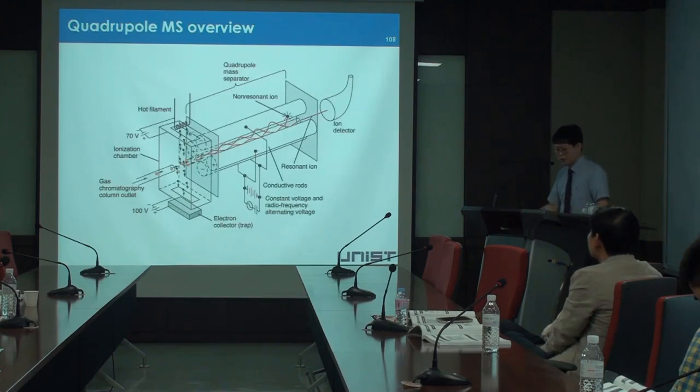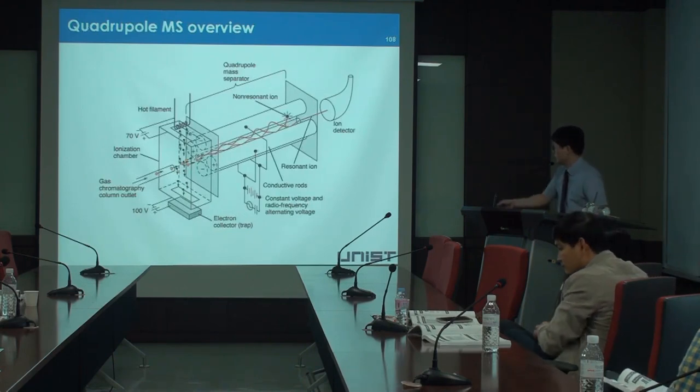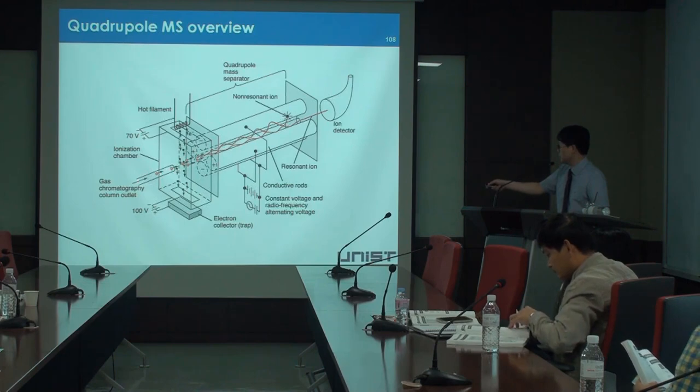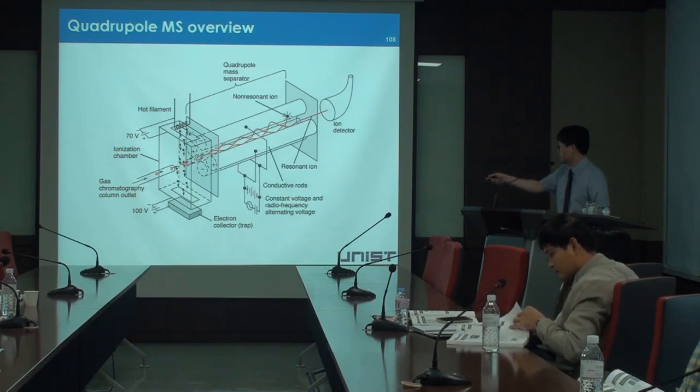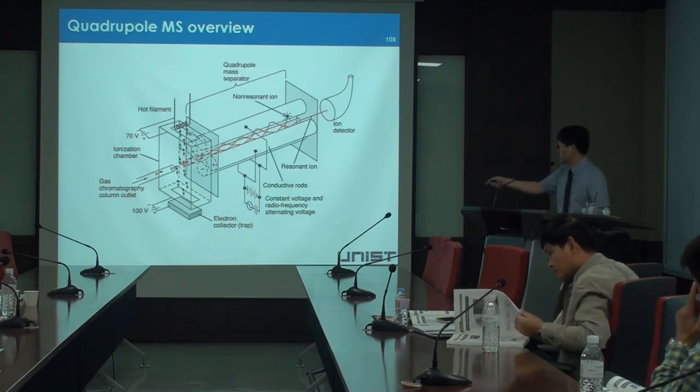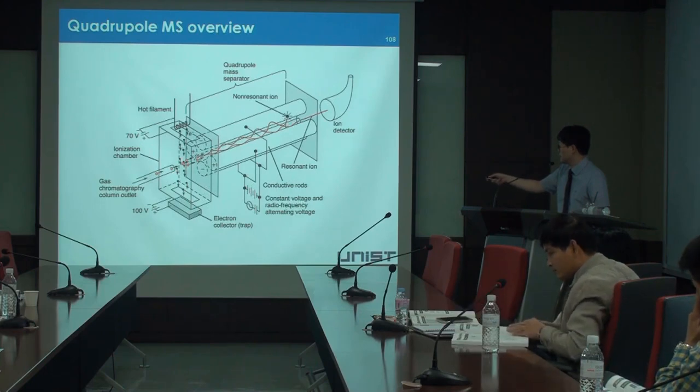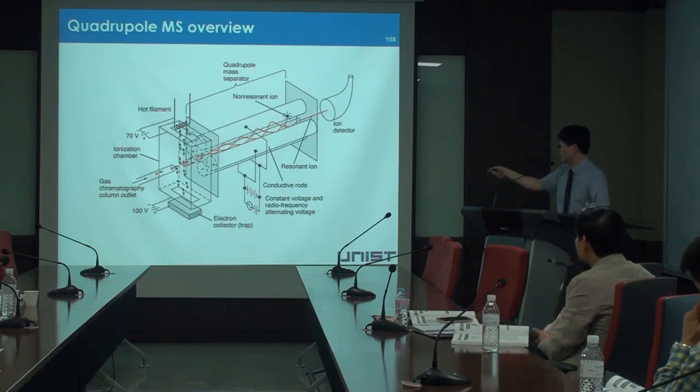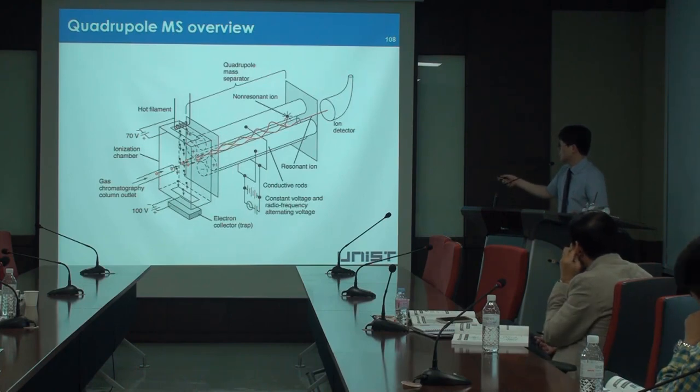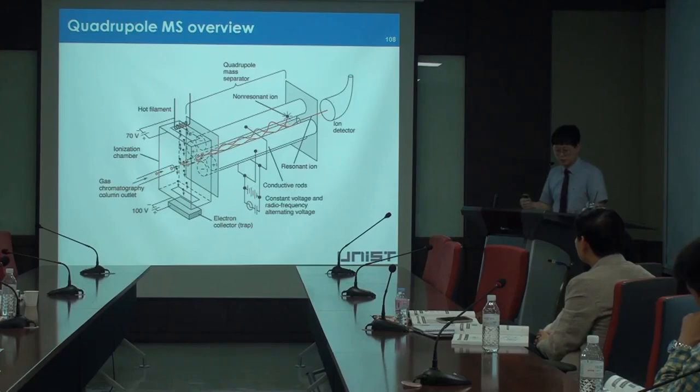And this is the quadrupole overview. Again, the gas chromatography, the molecular identity, and the ionization here with the filaments, electron interactions, and then separation in this area using the quadrupole. And only our target chemical can enter the ion detector, for example.